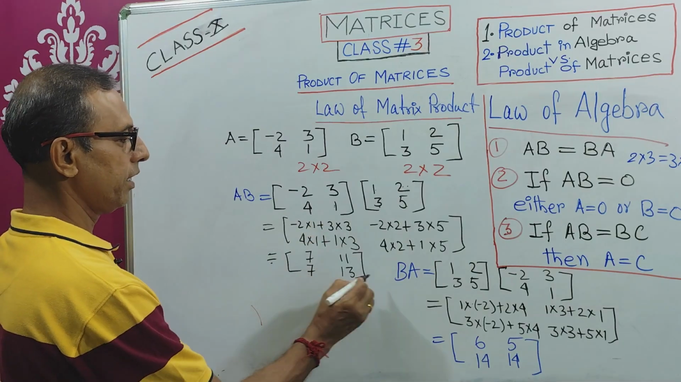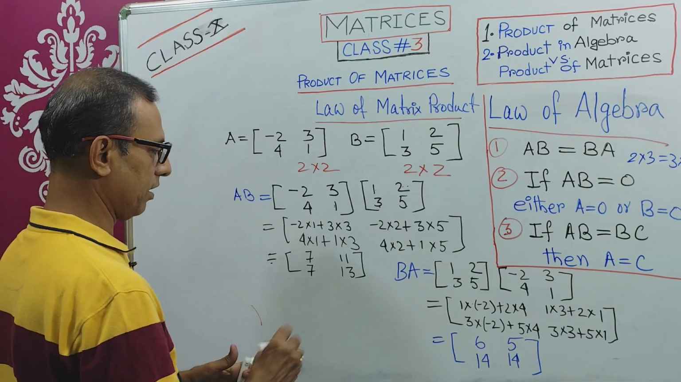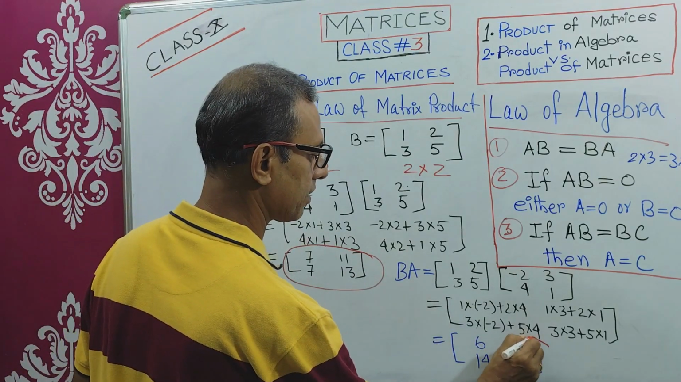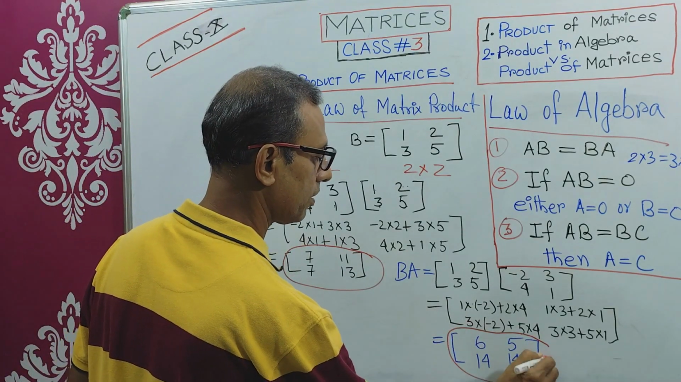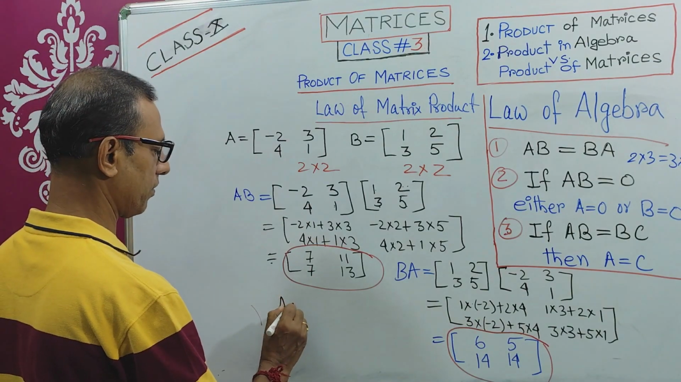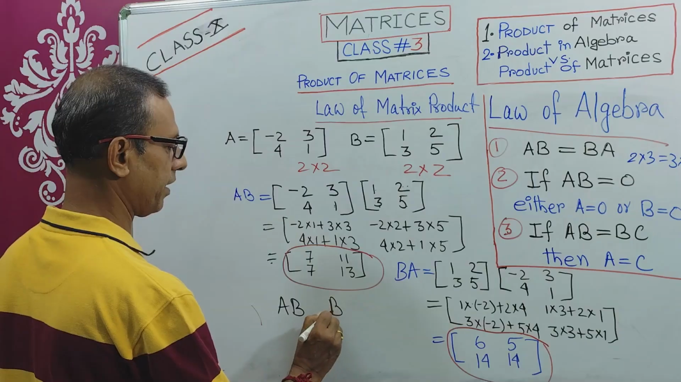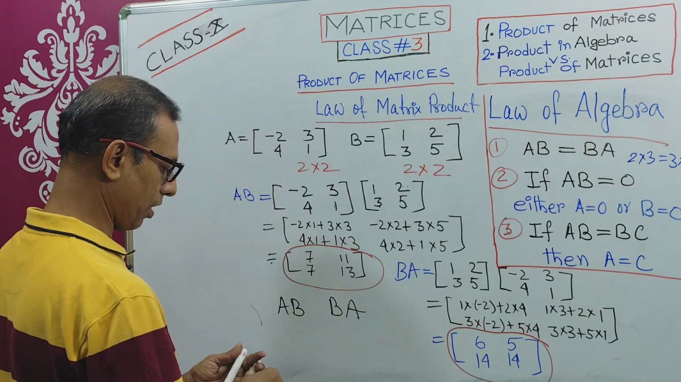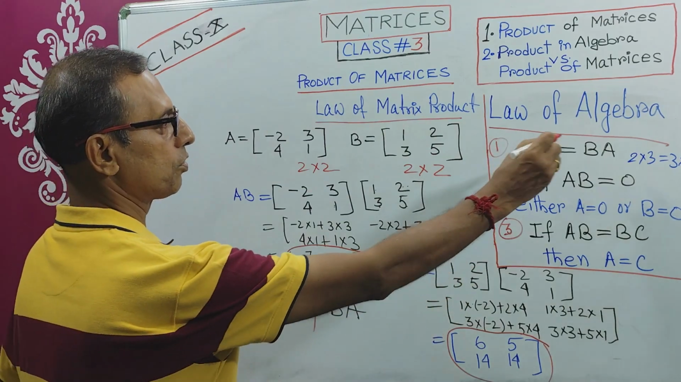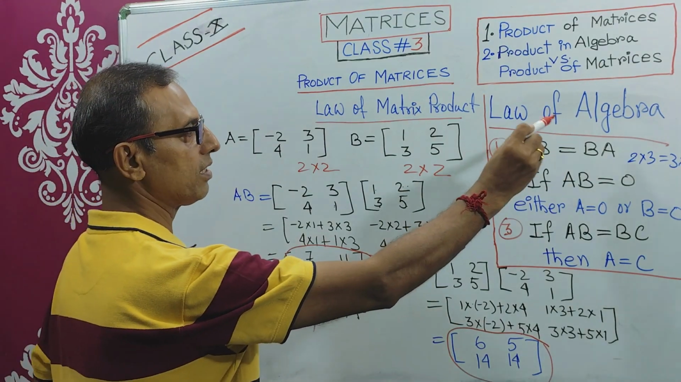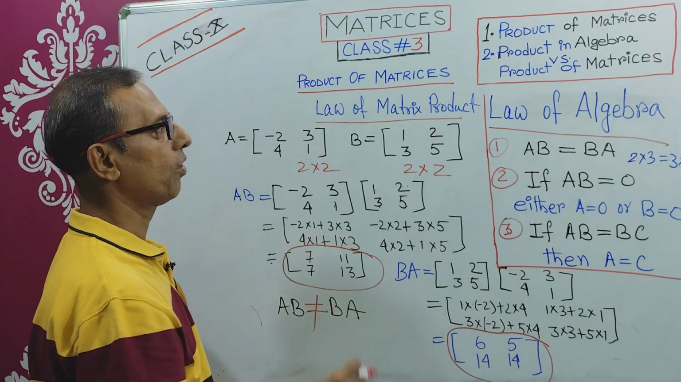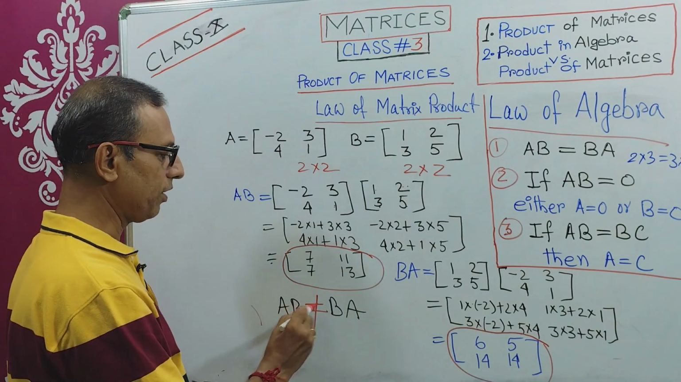So what are you saying? The value of AB is this one. The value of BA is this one. Are these two the same? No, these two are not the same. So what is the relationship here? AB and BA, these two are not equal. So it is not like algebra. The law of algebra in the product of numbers is not applicable to the law of matrix product, right? So AB does not equal BA.